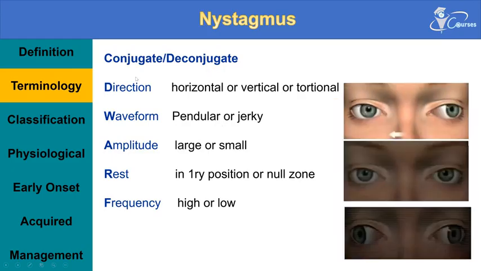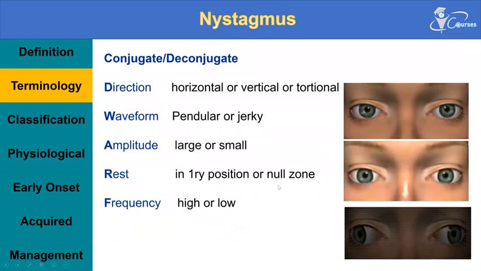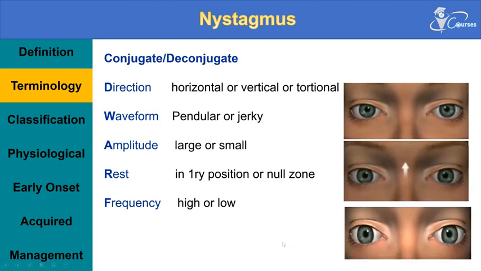Regarding the direction, the nystagmus can be horizontal, like this, beating in the horizontal direction, or it can be vertical, beating in the vertical direction, or it can be torsional, like seesaw nystagmus, where one eye elevates and intorts, and one eye depresses and extorts. So this intorsion and extorsion, or this rotatory nystagmus, is a kind of torsional nystagmus. So this is one thing about the terminology of nystagmus.